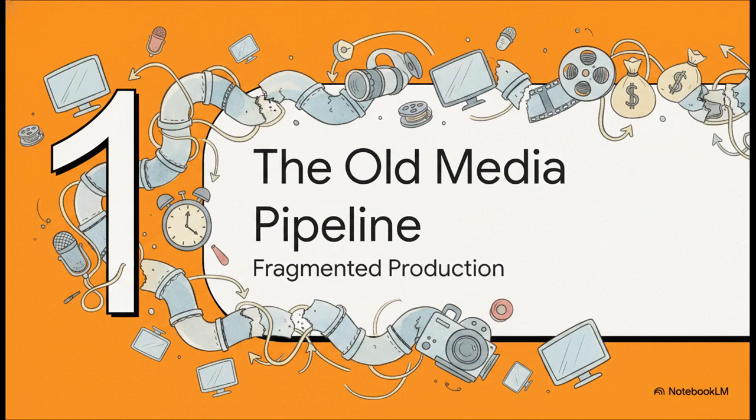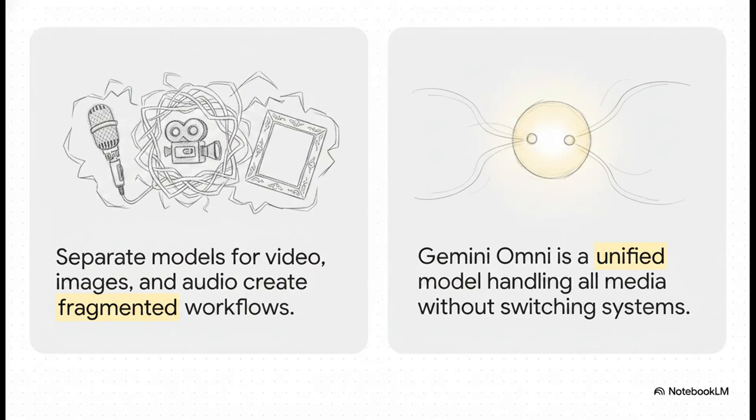Section 1. The old media pipeline and the serious friction of fragmented production. So take a look at the fragmented mess on the left. That's the before picture we're all too familiar with. Want video? You went to VO. Need an image? Jump over to Imagen. Audio? That's a completely separate tab. You essentially had to duct tape all these specialized AI models together, right?